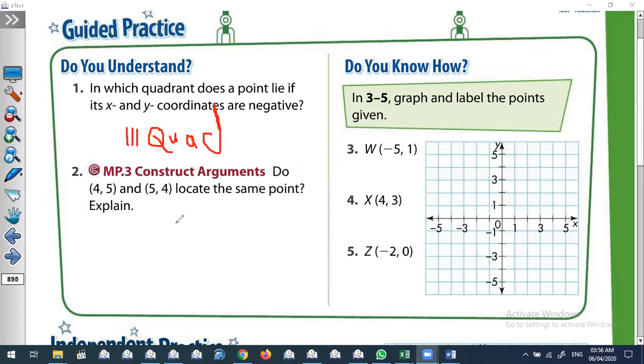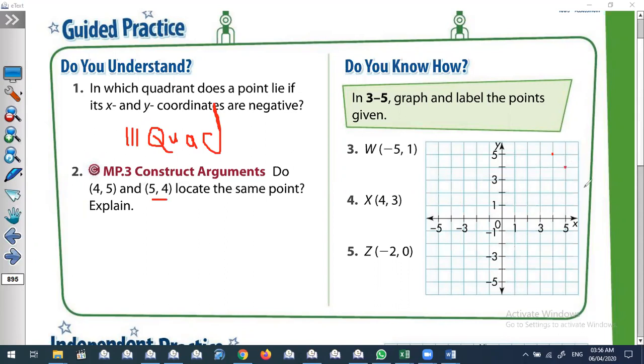The next one: do 4 and 5, and 5 and 4 locate the same point? Let's check. 4 and 5: 4 on x here, then 5, move up 5, 1, 2, 3, exactly here. What about 5 and 4? 5 on x is here, 4 on y, up 4: 1, 2, 3, 4.